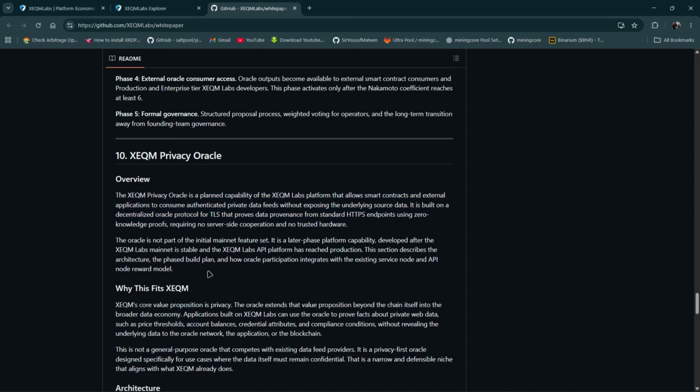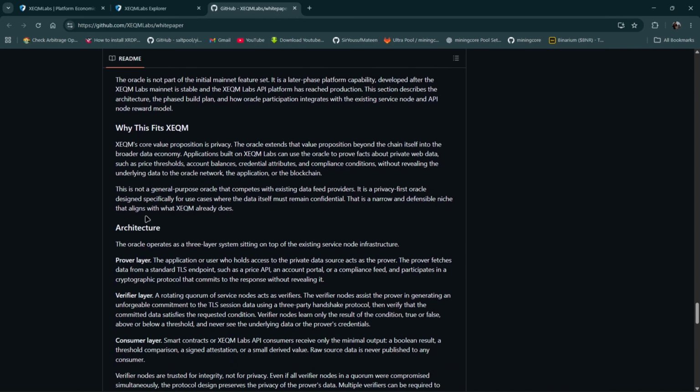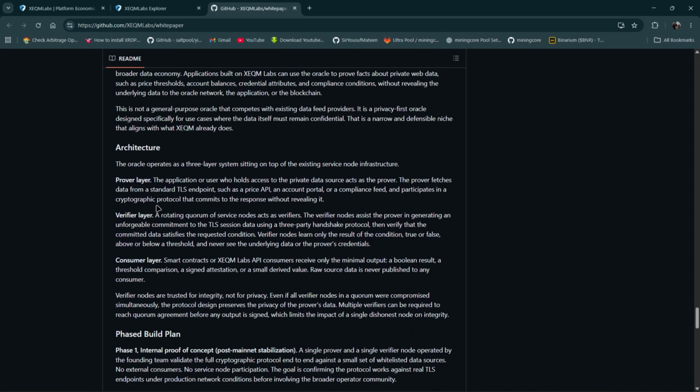The Oracle is not part of the initial mainnet feature set. It's a later phase platform capability developed after the XEQM Labs mainnet is stable and the XEQM Labs API platform has reached production. This section describes the architecture. Okay, let's read this section. Why this fits XEQM: we know that privacy, I already understand why, because privacy and Oracle just makes so much sense. Architecture. The Oracle operates as a 3-layer system sitting on top of the existing service node infrastructure. Prover layer.